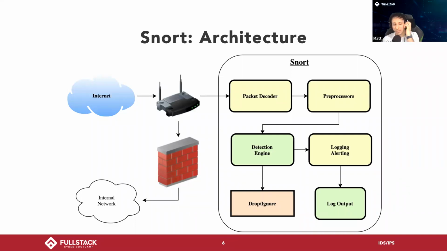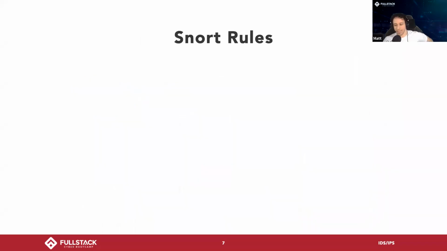Okay, so how do we actually write Snort rules? How do we tell Snort what to look for? Okay, we have an idea of how it works. We set it up kind of similar to firewalls. It has a list of rules. It's going to look for things based on those rules and do whatever we set it to do. So how do we write a rule?